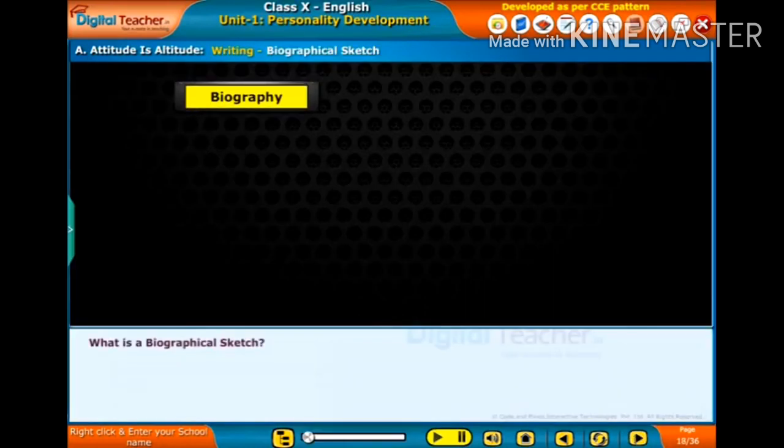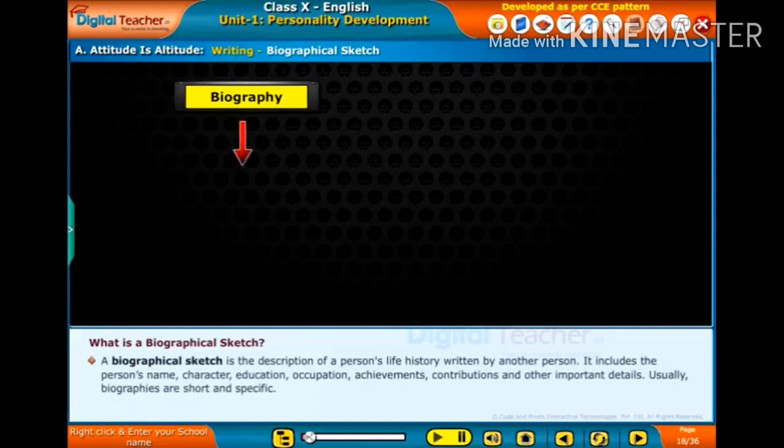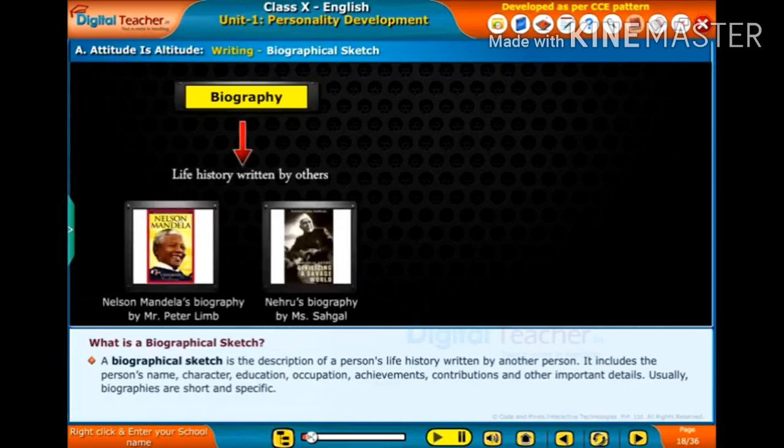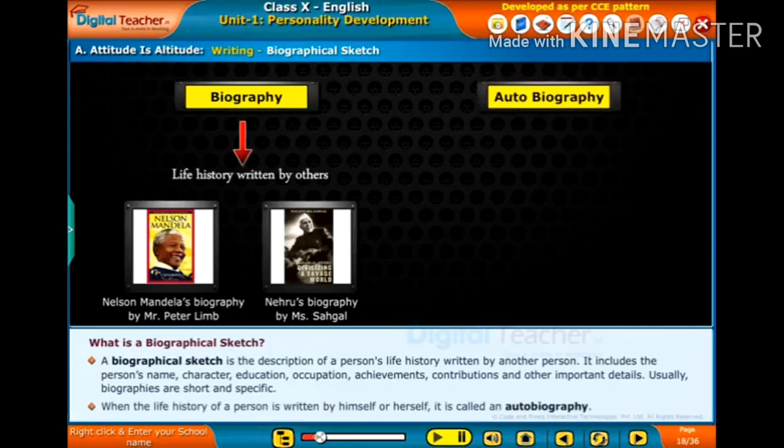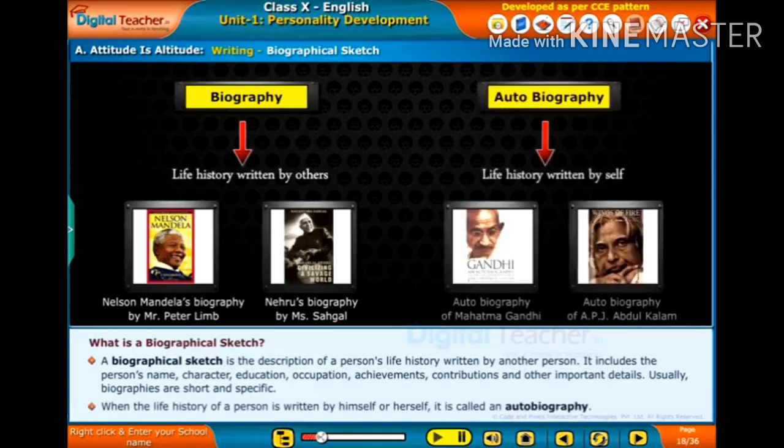Let us learn what a biographical sketch is. A biographical sketch is the description of a person's life history written by another person. It includes the person's name, character, education, occupation, achievements, contributions, and other important details. Usually, biographies are short and specific. When the life history of a person is written by himself or herself, it is called an autobiography.